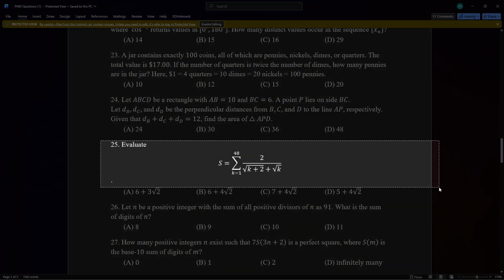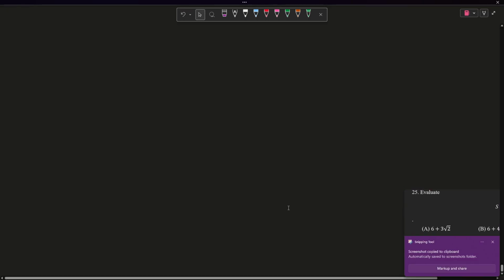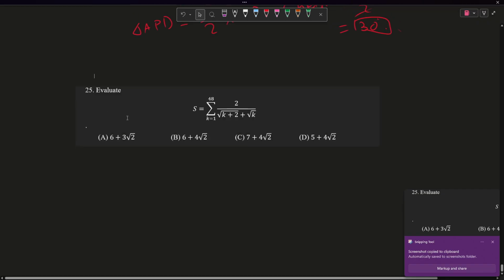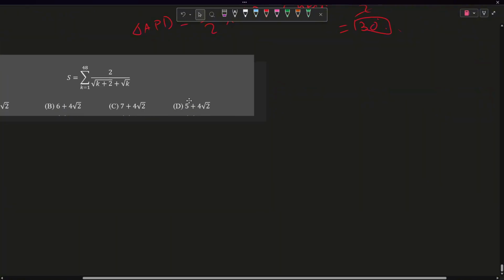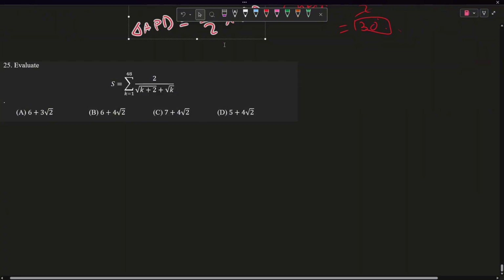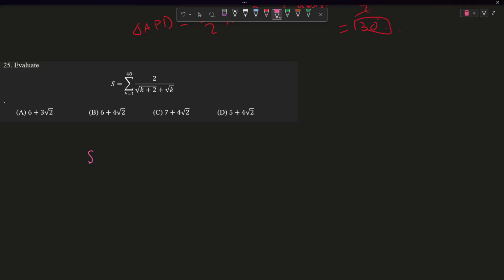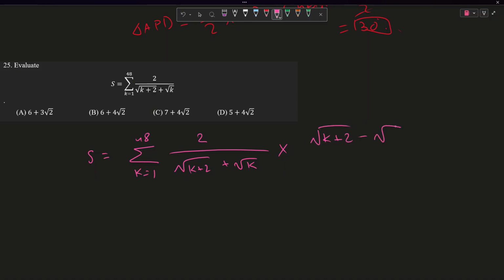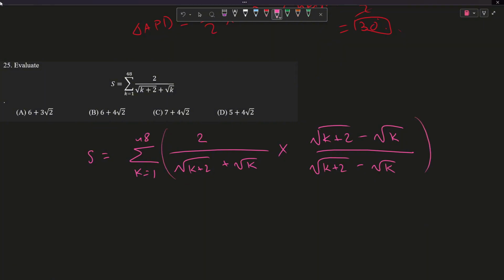Question 25. Okay, so we have S is equal to the sum from k equals 1 to 48 of 2 over root k plus root k plus 2. Now let's try to rationalize the denominator. So we just multiply by its conjugate, root k plus 2 minus root k.